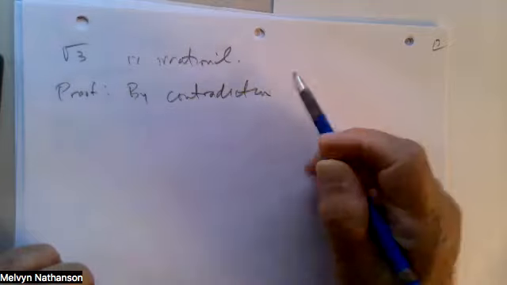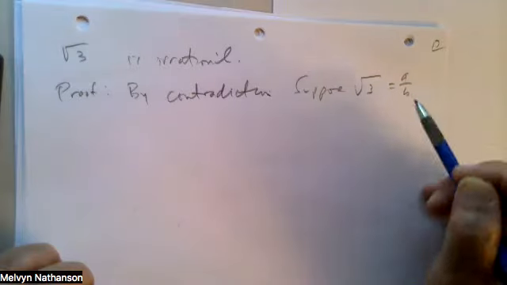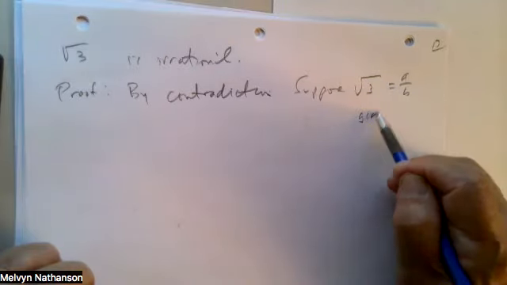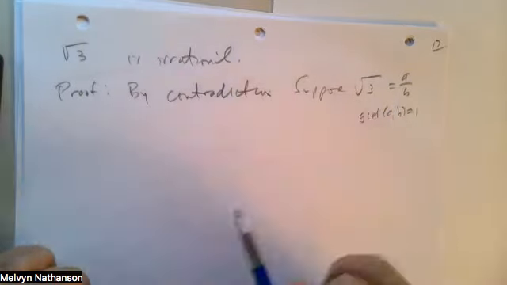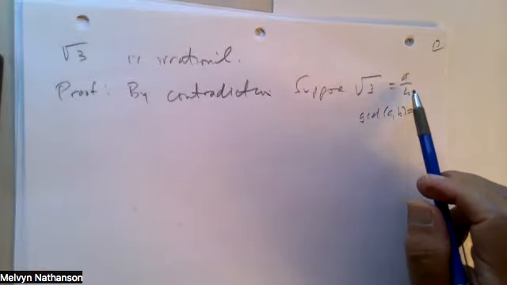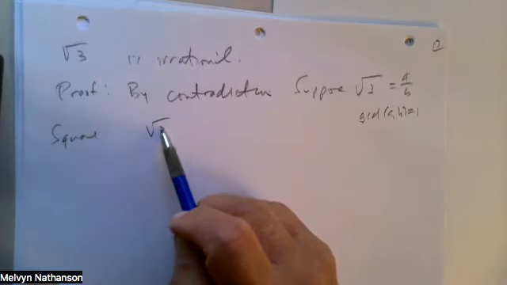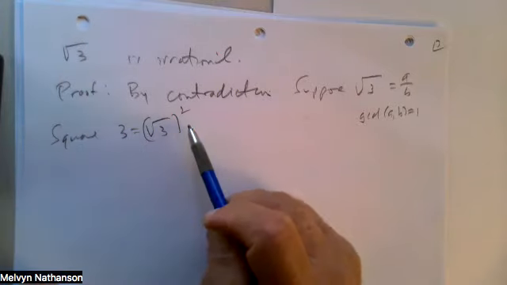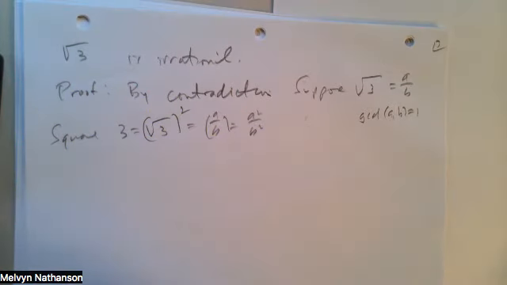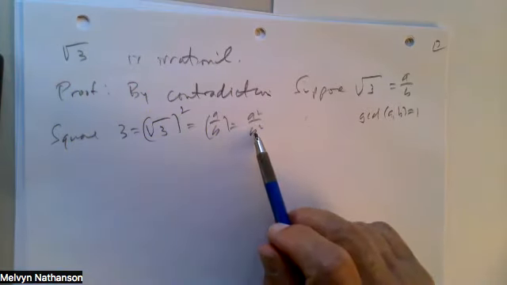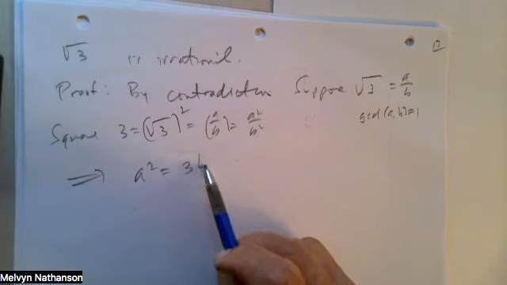by contradiction. Again, suppose you can write the square root of 3 as a over b, where a and b are positive integers, and you can cancel any common factors. So the greatest common divisor of a and b is 1. You can write the square root of 3 as a fraction reduced to lowest terms. If you square this equation, the square root of 3 squared is 3. That's a over b squared, which is a squared over b squared. Just as we did before, multiply by b squared, and you get a squared is equal to 3b squared.